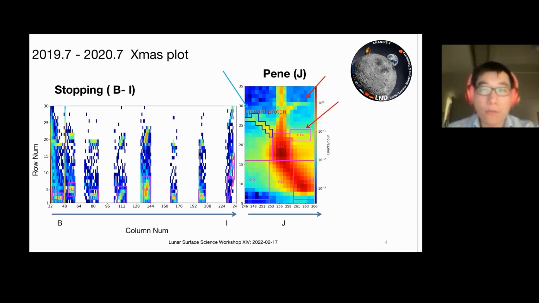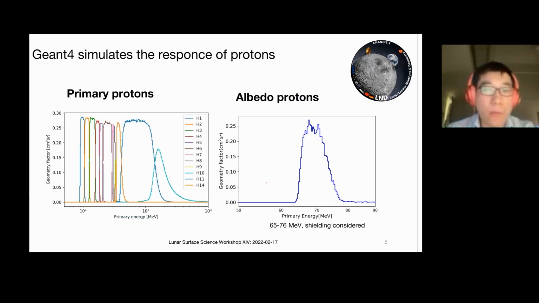Of note is that this branch is helium-4, which is penetrating helium-4. And here is the upward proton moving in this region. Here is the response of primary protons and albedo protons. For the albedo protons, due to the limited channels, we only give one channel, so it's about 35 to 76 MeV albedo protons.